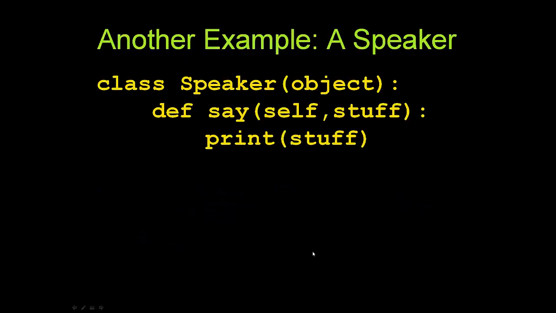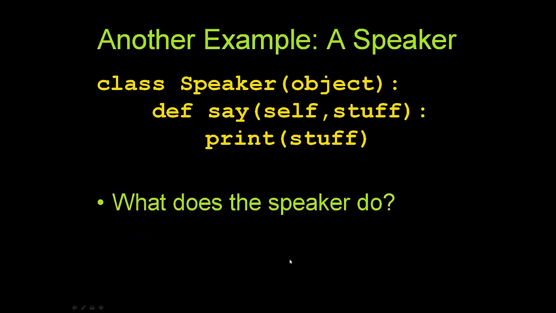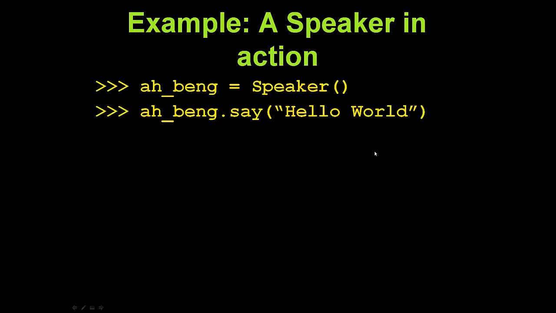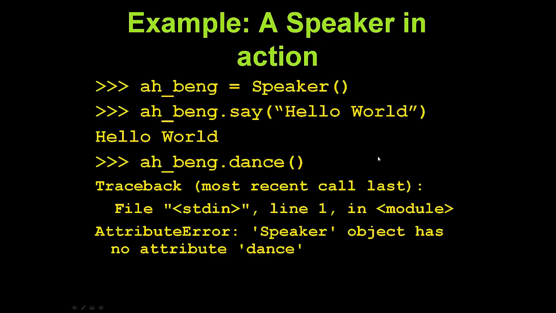Okay, now let's look at another example where we have a speaker. So let's take a look. What does this speaker do? Well, it's a very simple object. The speaker here inherits from object, the basic Python object class. And then it's got one method called say, which takes in stuff, and when you call say stuff, it prints the stuff. Very simple. Now, suppose Abing is a speaker and Abing says hello world, you get hello world. Okay, and you ask Abing to dance, then bad things happen.